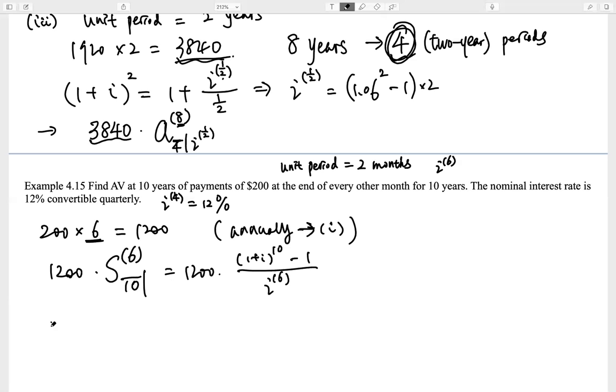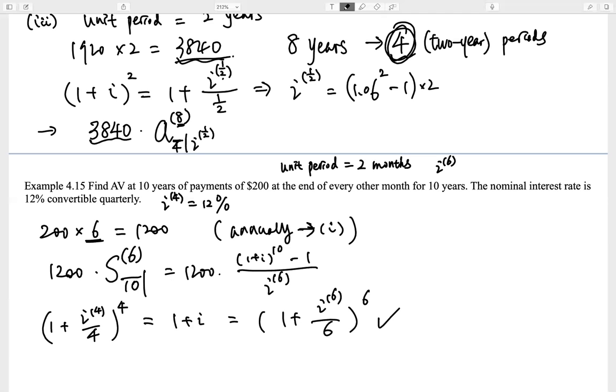Again, we can do this. This is for 1 year, and on the right-hand side, I use every 2 months to figure this out. By now you should be very comfortable writing this between any 2 different p's. Here we have 6 and 4. You can do anything you want. This would give you the result.